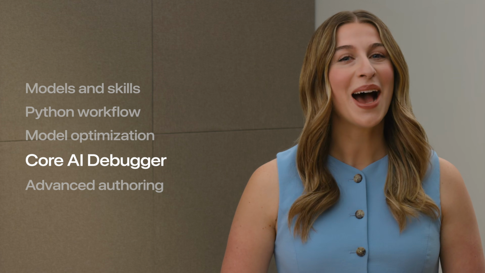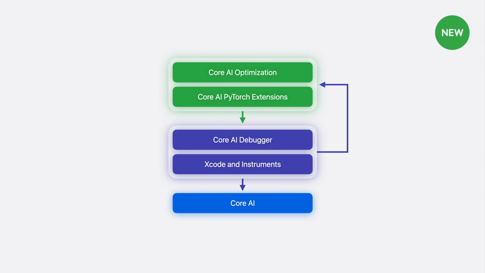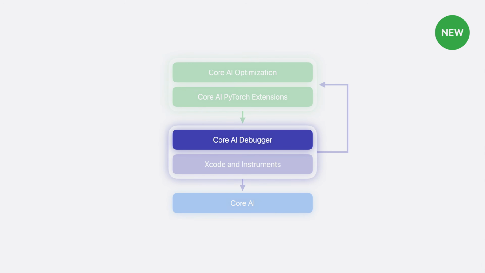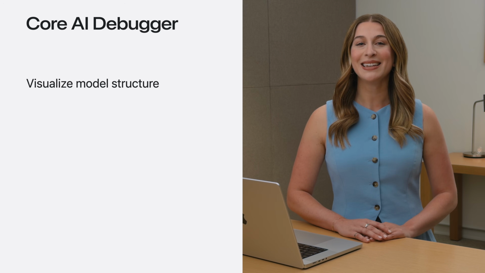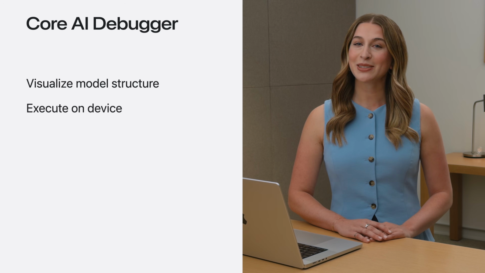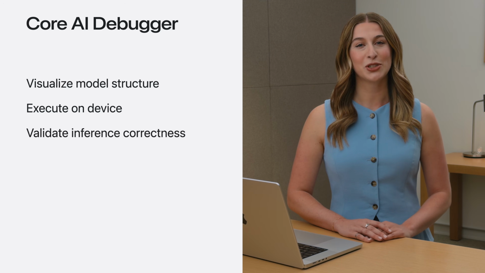Thanks, Sachin. I'm excited to talk to you about Core AI Debugger. Now we've seen how to create and optimize your Core AI model. But if you need a deeper understanding of your model and its behavior, you can use Core AI Debugger. Core AI Debugger is a new standalone application that can help you inspect your models on Apple platforms. With the debugger, you can visualize your model structure in an easy-to-understand graph format, execute your model on specific hardware for true runtime results, and validate inference correctness against a reference run, all in one place.